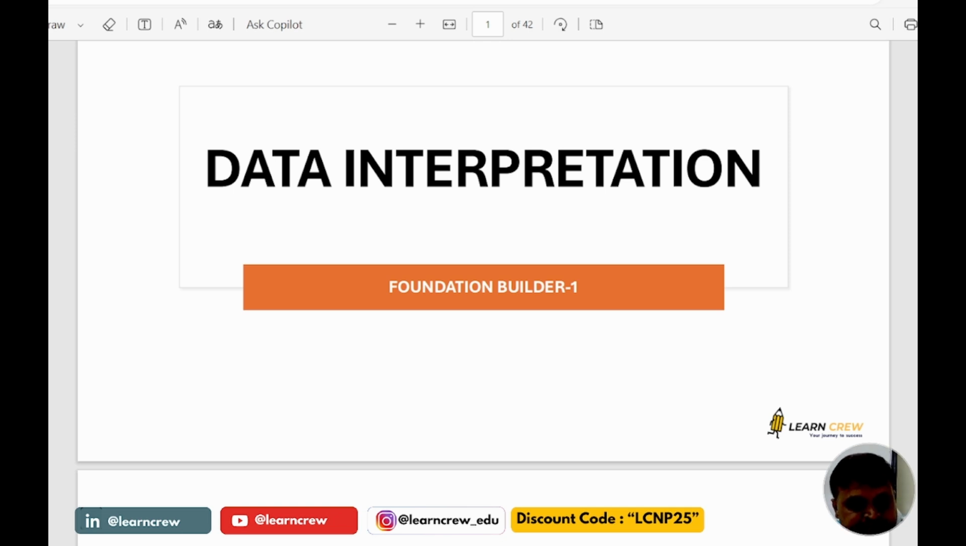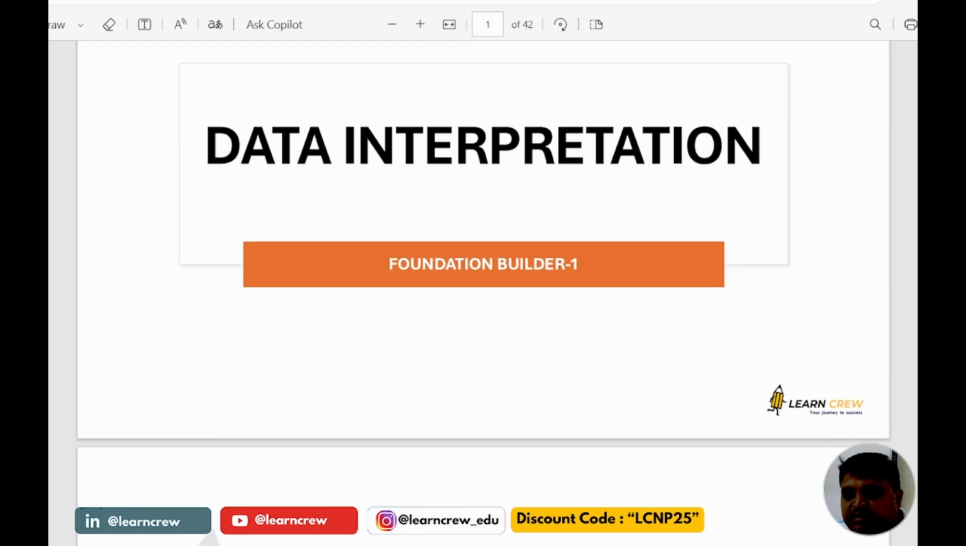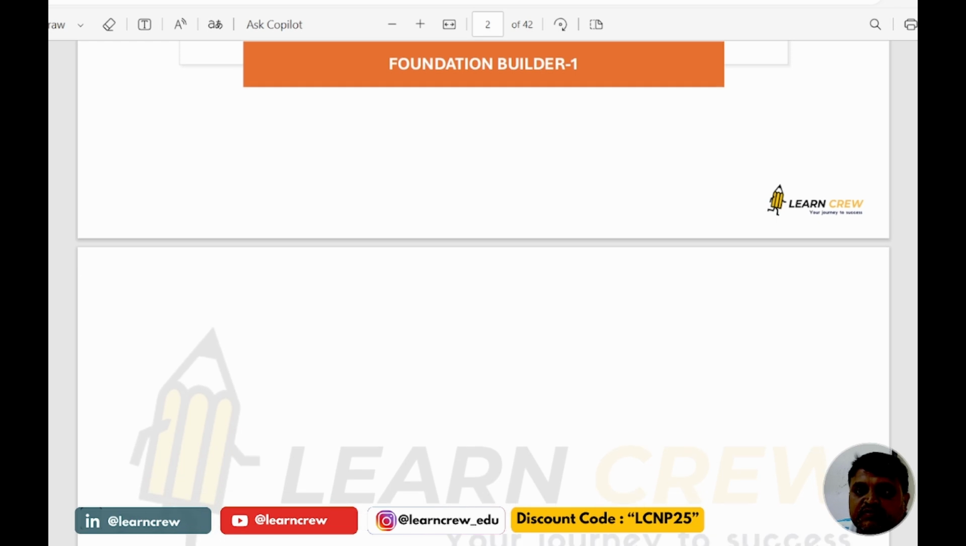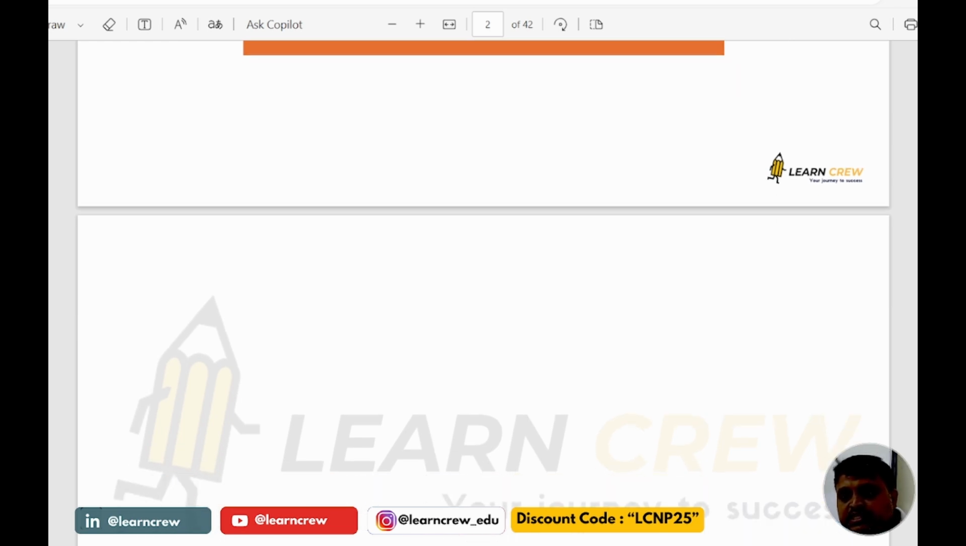Hi everyone. So today we are going to start data interpretation. Okay, foundation builder 1, the sheet number 1. So here, data interpretation is one of the crucial areas in your examination.